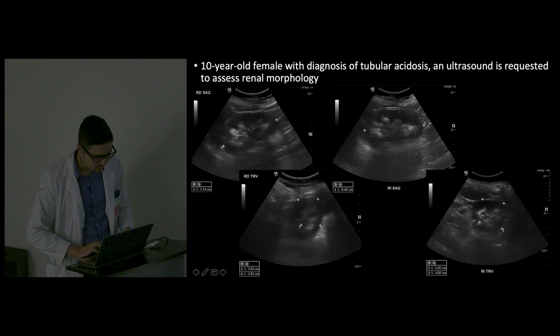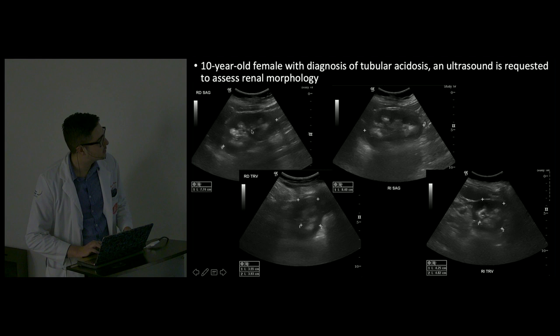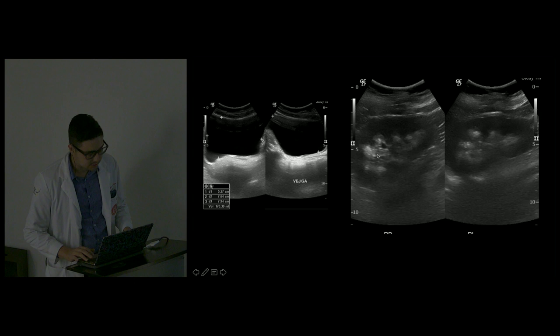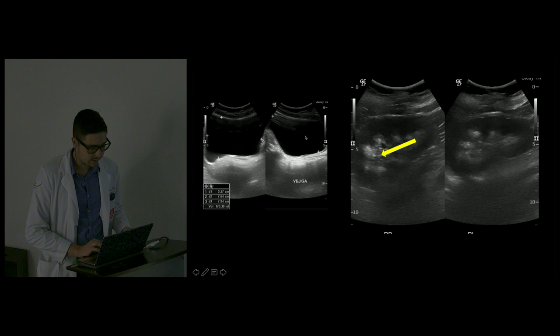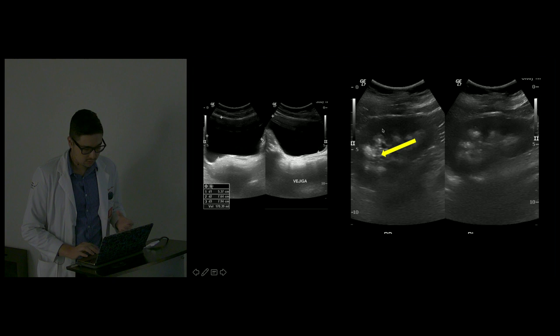Here's the renal medulla with the augmented echogenicity. And we also find some acoustic shadowing here. This indicates to us the presence of calcium. The bladder was normal. So with the findings and the diagnosis of this patient, we made a diagnosis of medullary nephrocalcinosis.